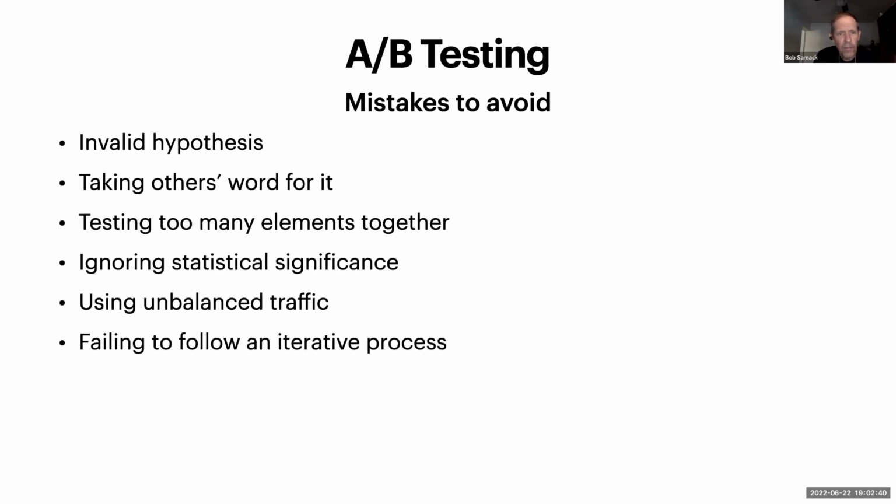Failing to consider external factors. Well, I missed a couple points, I'm sorry, and I've talked about this before. Testing for an incorrect duration, right? So we need to base our traffic goals and run the test for a given set period of time for statistical significance. Failing to follow the iterative process. We know how well iterative and incremental works in our development. It also works in A/B testing.